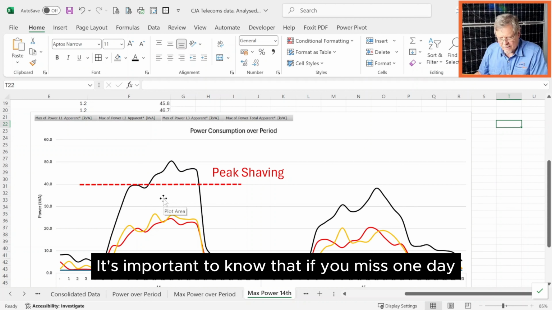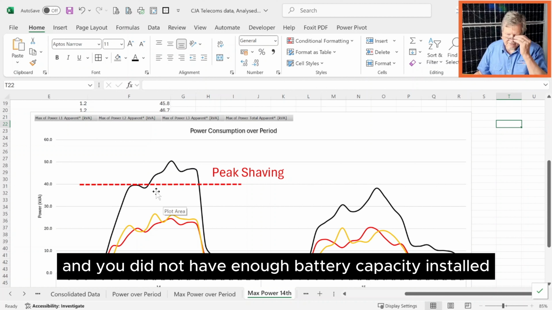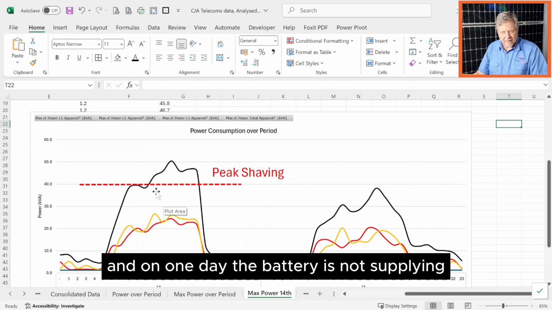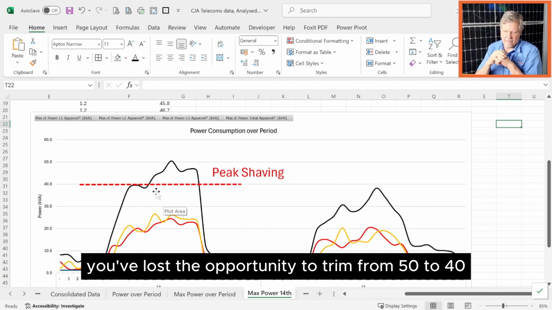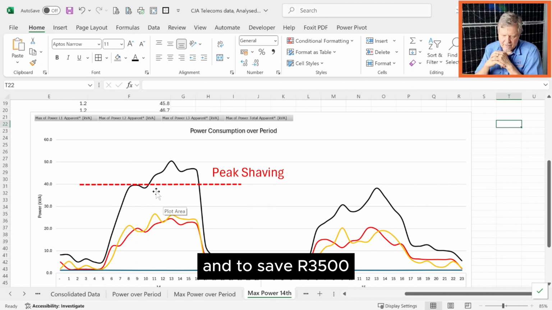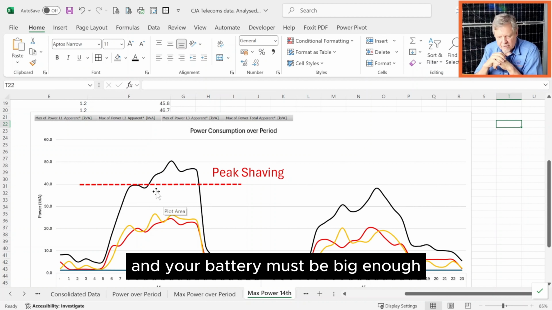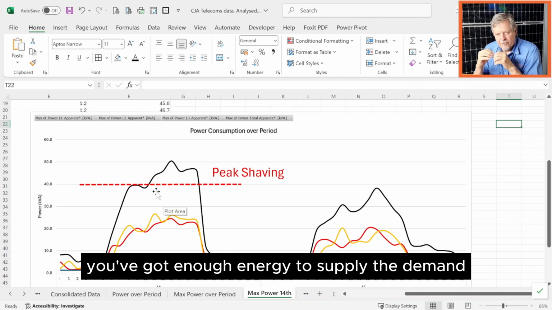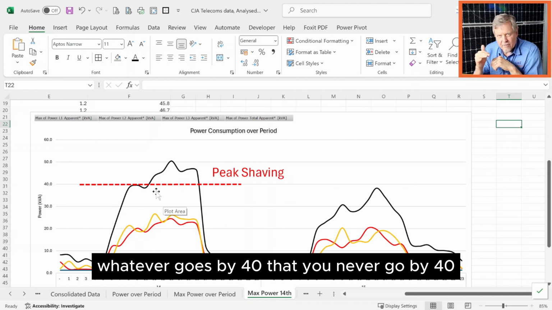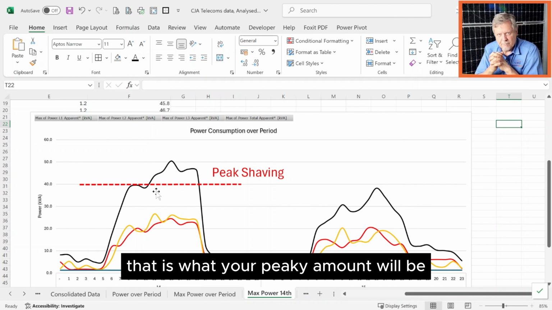It's important to know that if you miss one day, let's say it's an overcast day and you did not have enough battery capacity installed, and on one day the battery is not supplying that 30-minute window where the demand is highest, you've lost the opportunity to trim from 50 to 40 and to save 3,500 rand because you've slipped 30 minutes. So your system must be properly designed and your battery must be big enough to ensure that even on an overcast day, you've got enough energy to supply the demand whenever it goes above 40, that you never go above 40, because whatever you've used the most in a 30-minute period, that is what your peak demand will be.